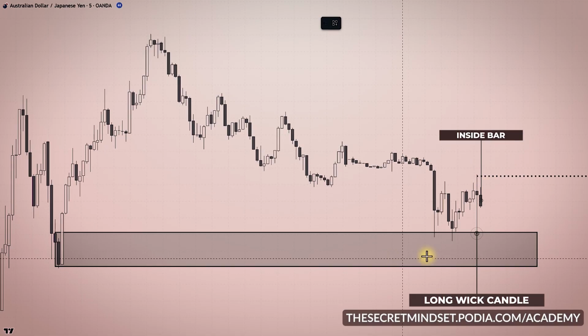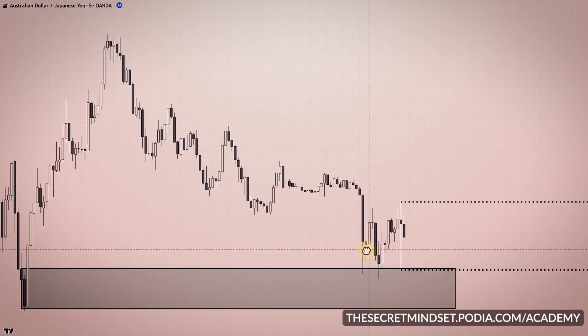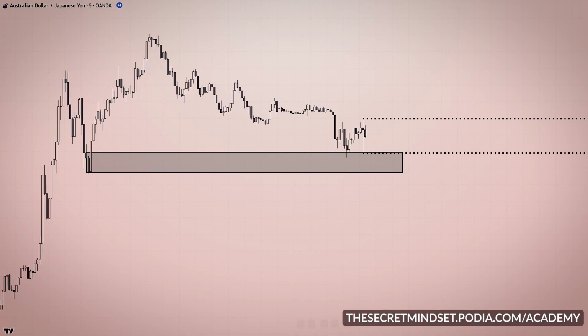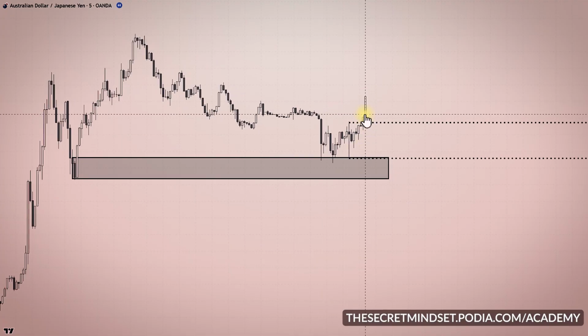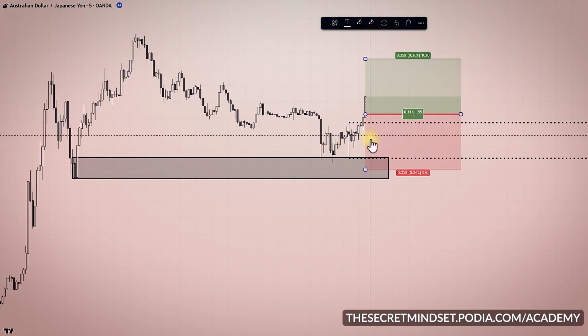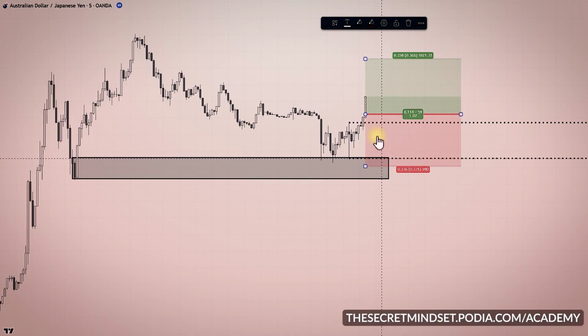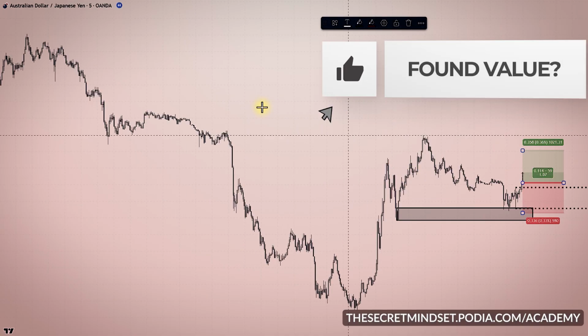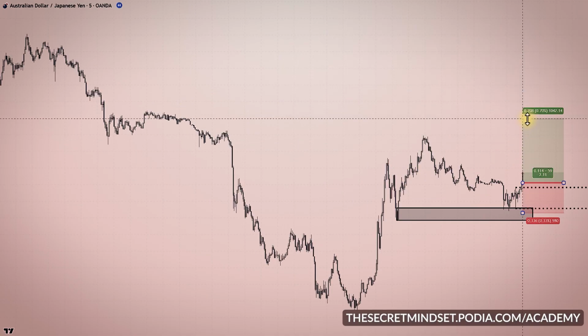Then we see the inside bar. It fits entirely inside the range of the pin bar. To trade this, you'd buy when the price breaks above the high of the pin bar. This break shows that buyers are taking control again. Your stop loss would go below the low of the wick. This is the danger point. If price falls below here, the setup has failed. As for target, look for the next resistance or supply zones above.